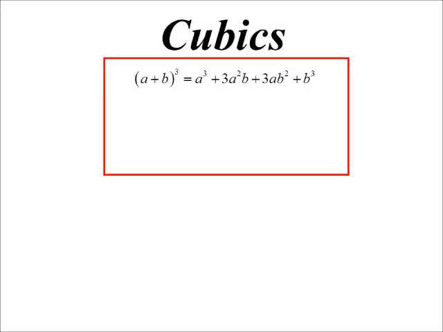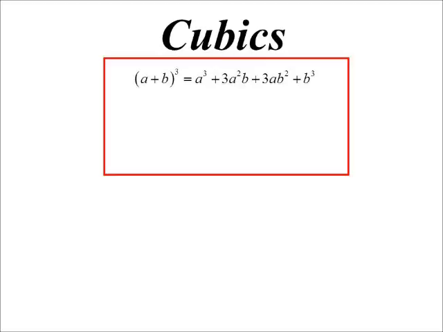If you look at the expression, there's the pattern. The powers start with a, and in each term the powers are going down by 1. So a cubed, a squared, a to the power of 1, a to the power of 0. And the powers of b are going up by 1. So in every term there, the two powers add up to be 3, because it's a cubic that we're doing. And in fact, every expansion is like that.